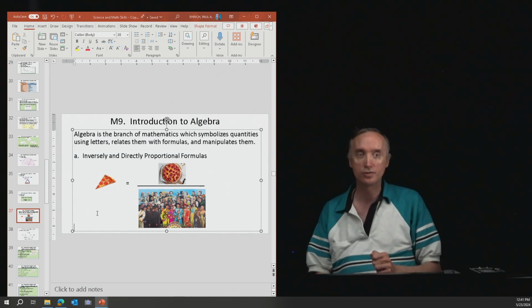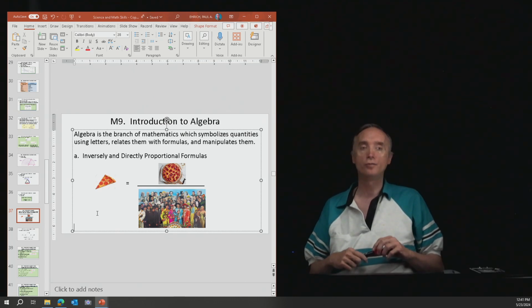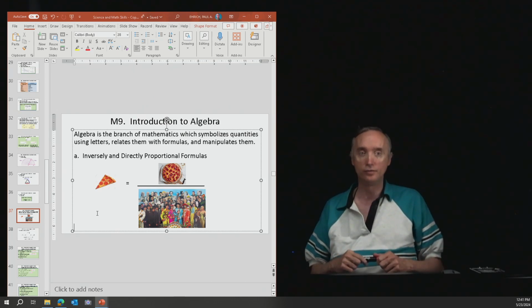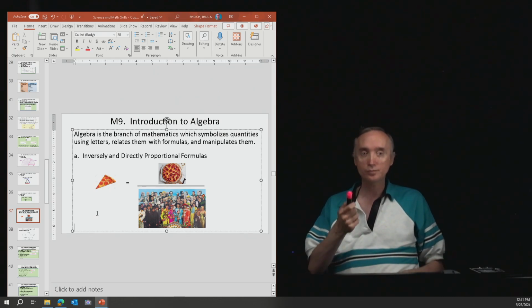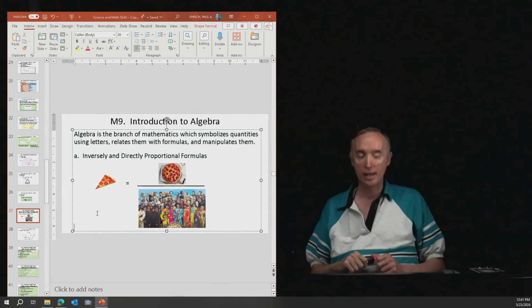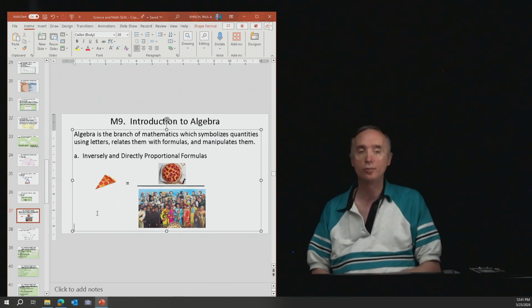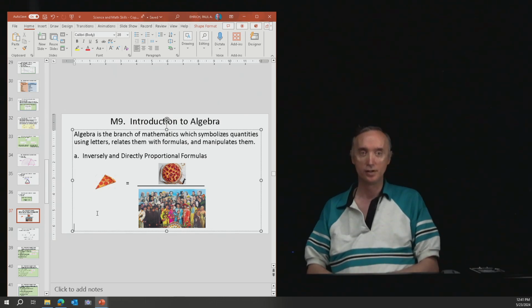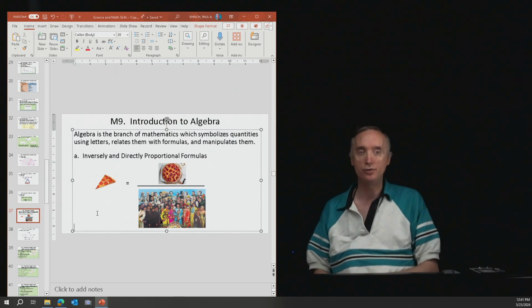So that's what we're going to go into now, and we're going to start off with particular kinds of equations or formulas, which are going to be called directly proportional and inversely proportional formulas. But before we do that, I have a picture here, and I want you to see if you can come up with a formula that represents that picture. So this is kind of like one of those IQ tests. What would be a good formula that represents that picture?